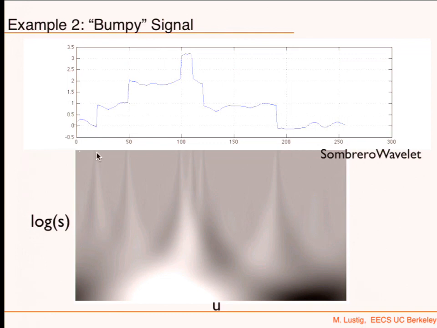You know exactly where edges occur. See? An edge occurs here, you see an intensity. An edge occurs here, so you get good time resolution. But an edge represents almost all frequencies, right? So with the Fourier transform, I would never be able to see that. Now I can see the edges really well. So it's a different representation.